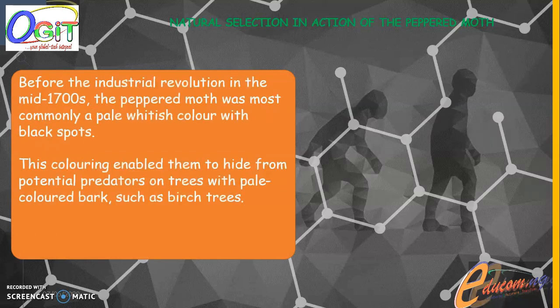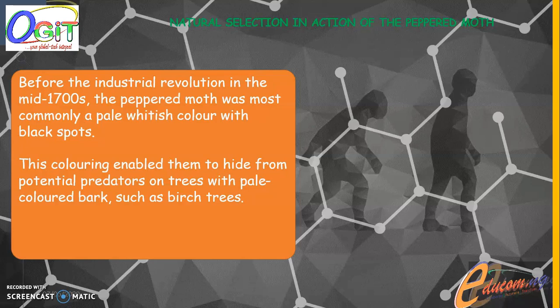Before the Industrial Revolution in the mid-1700s, the peppered moth was most commonly a pale whitish color with black spots. That's what the peppered moths look like in the mid 1700s. This coloring enabled them to hide from potential predators on trees with pale colored bark, such as the birch tree.